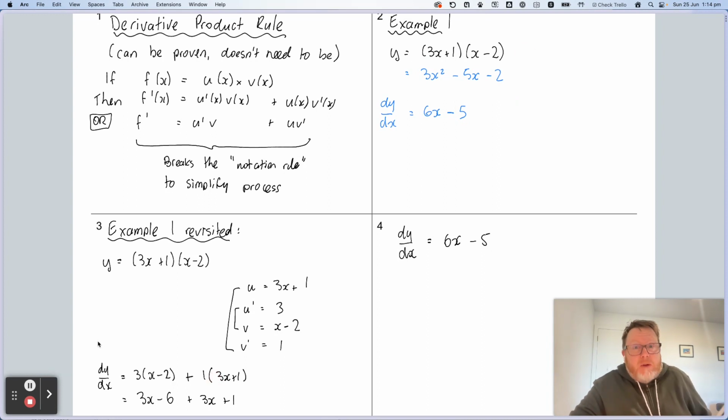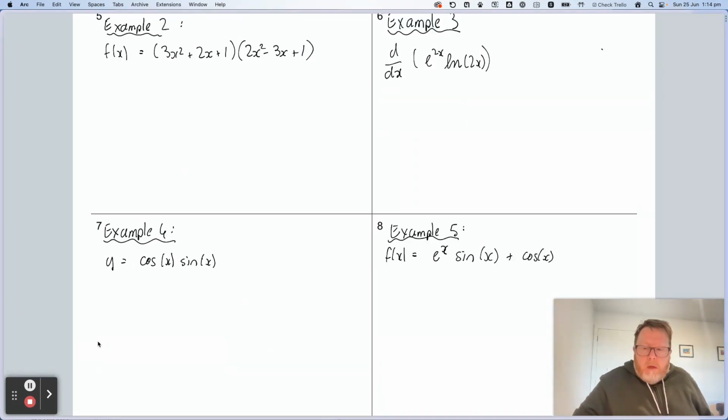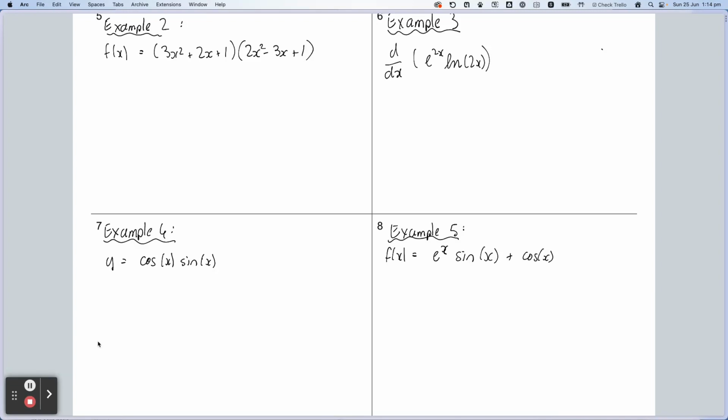So this is just to illustrate that the product rule works, and there'll be plenty of examples where it's not more straightforward to do that. Let's have a look at an example of that now. Okay, so example 2. To expand this by normal means first would actually take a fair bit of work. And perhaps we don't even need to, well, let's just go through it.